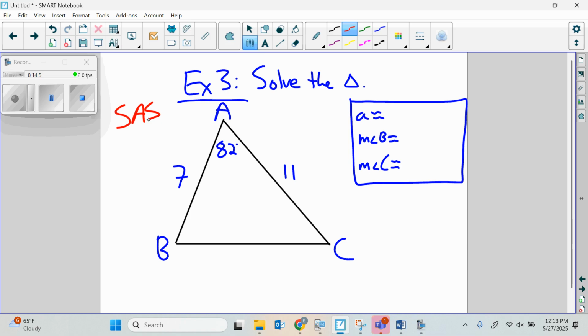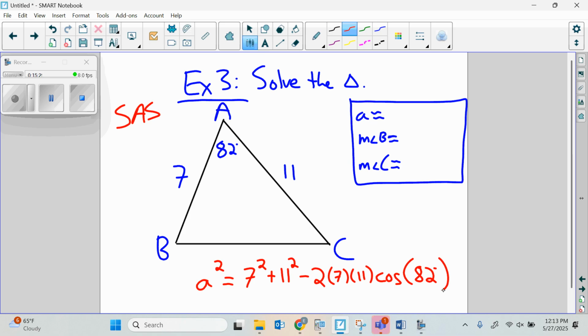So here's what I'm going to say, little a squared, that's my unknown side, equals. Now, in the formula, a squared plus b squared, right? We're obviously not going to be A and B in this problem, but those sides represent the known sides. So in this case, it'll be 7 squared plus 11 squared minus 2 times 7 times 11 times the cosine of the known angle, which is 82. So this formula will help me solve for A.